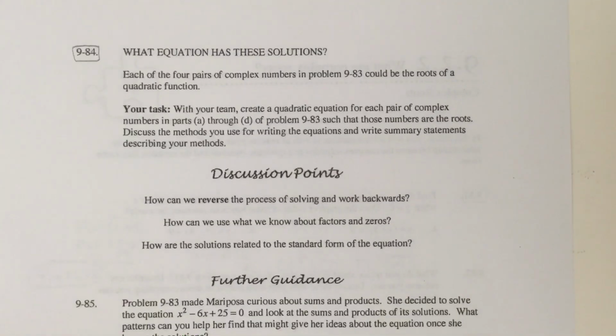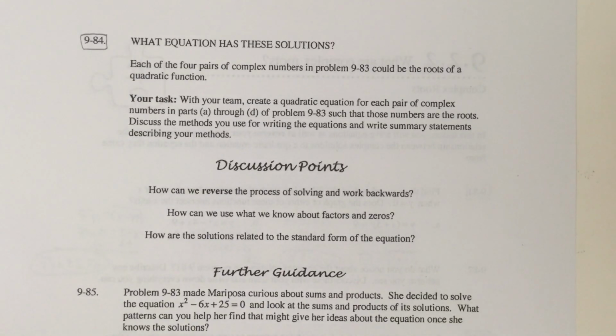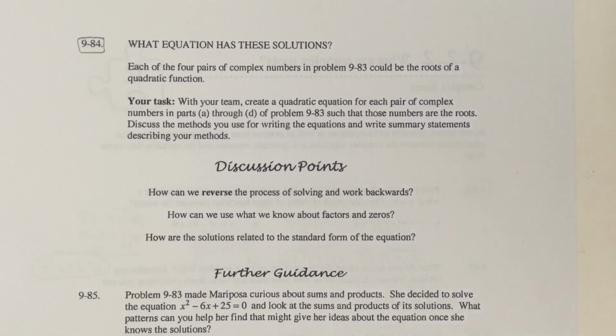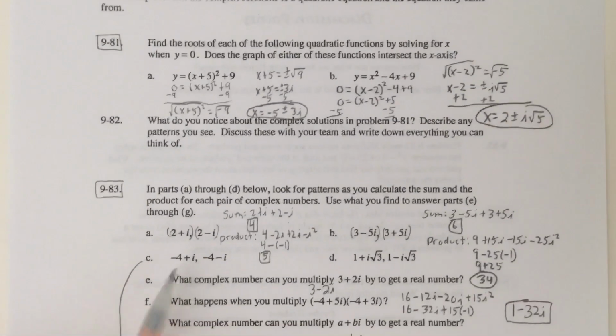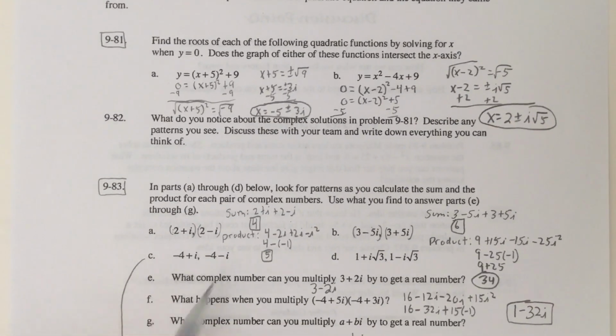All right, we're going to remember this now as we go on to 84. 84 is where we're really reversing this process. So it says what equation has these solutions? We're going to look at 83's part A and B, where we're saying, all right, well, if these are my roots, what would my original equation look like?